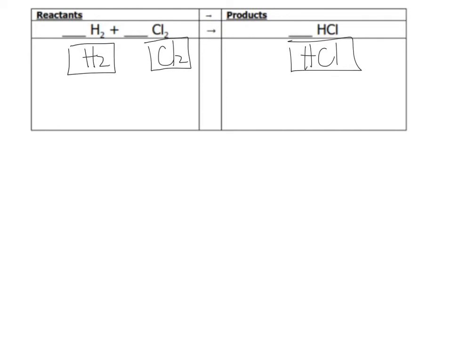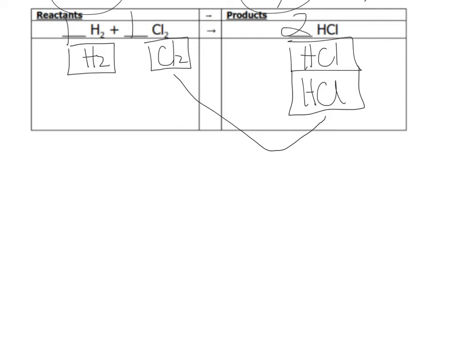I'm going to look at just one element right now. I'm going to compare hydrogen. So I know I need 2. Just write one more box. Now we have 2 hydrogen. We have 2 chlorine, and we fixed chlorine while we were fixing hydrogen. And so now everything's even. We've got 1, 1, 2.